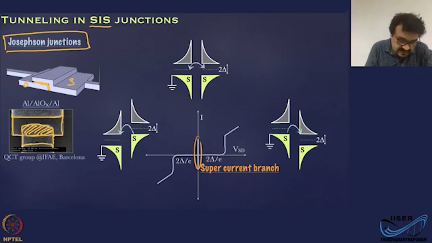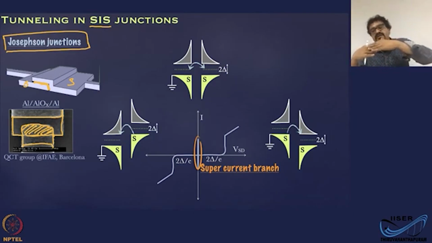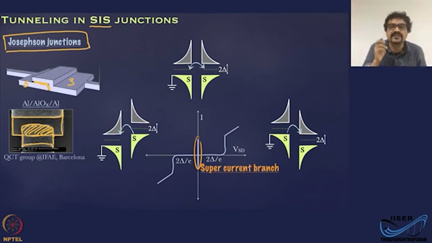You have two evaporations. It doesn't matter which way you do it. Okay, you can do this way or you can do this way. In either case, what you need is an intermediate oxidation stage, which will give you the insulating region in the middle. So in this case, you have an aluminum oxide region, a junction in the middle. So this is your superconducting junction. Superconductor, insulator, superconductor junction. So superconductor, insulator is there, then superconductor again. Okay, the second superconductor is here.